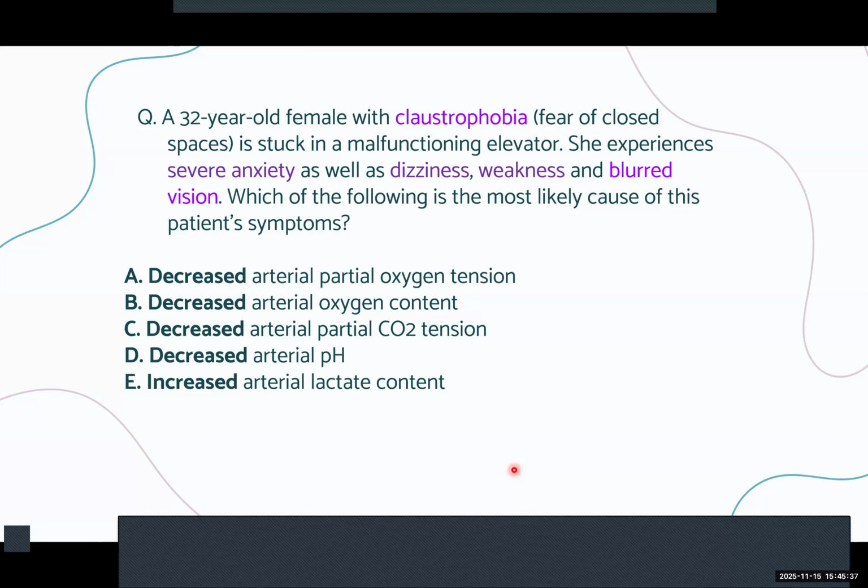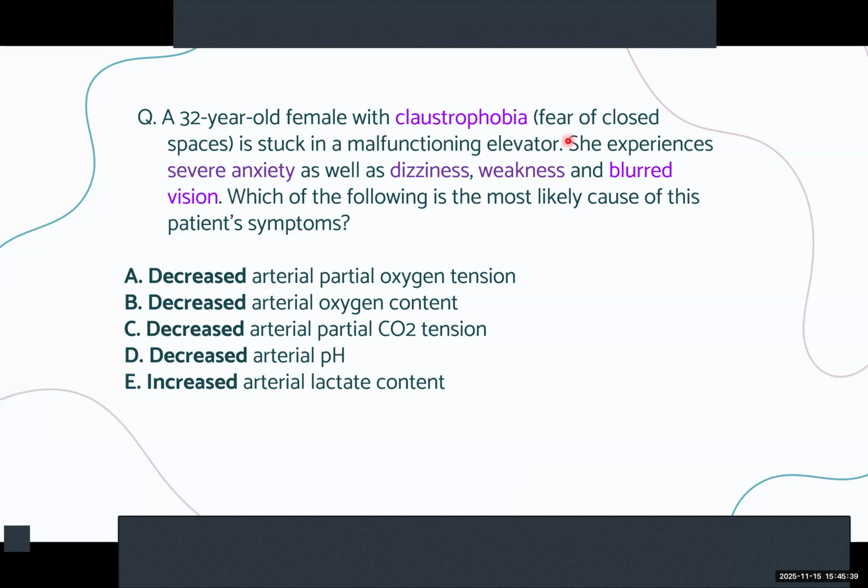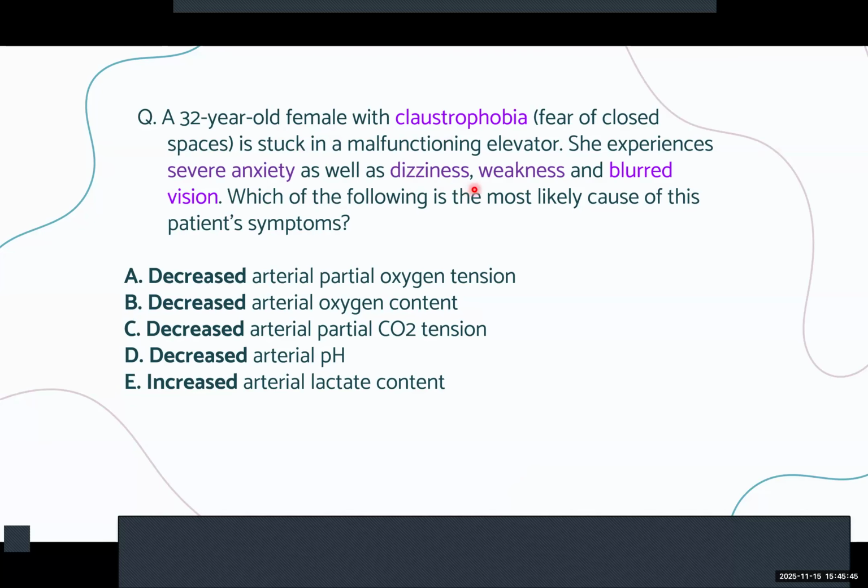Okay, so a 32-year-old female with claustrophobia, fear of closed spaces, is stuck in a malfunctioning elevator. She experiences severe anxiety as well as dizziness, weakness, and blurred vision. Which of the following is the most likely cause of this patient's symptoms?